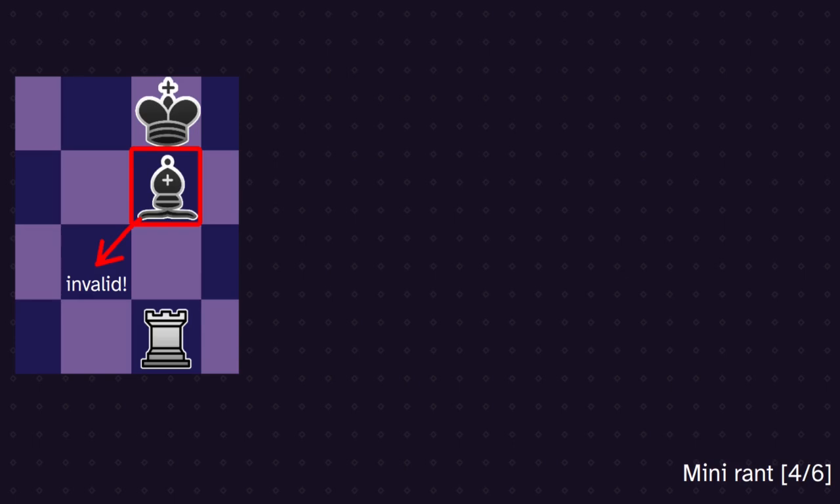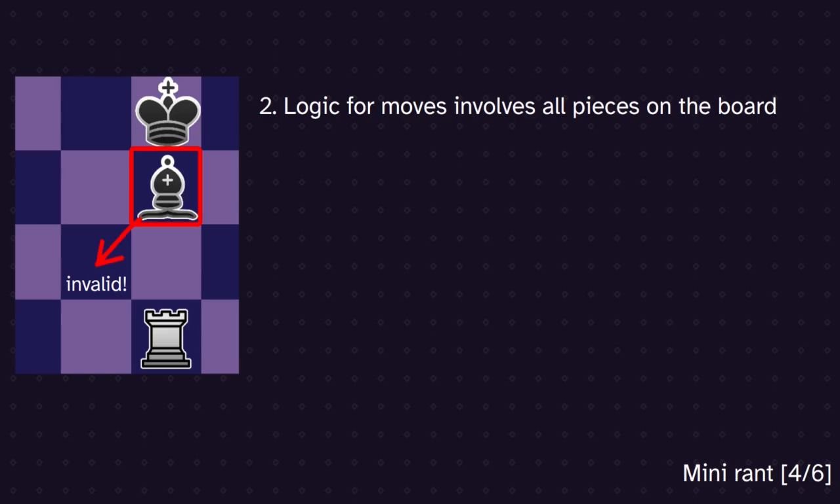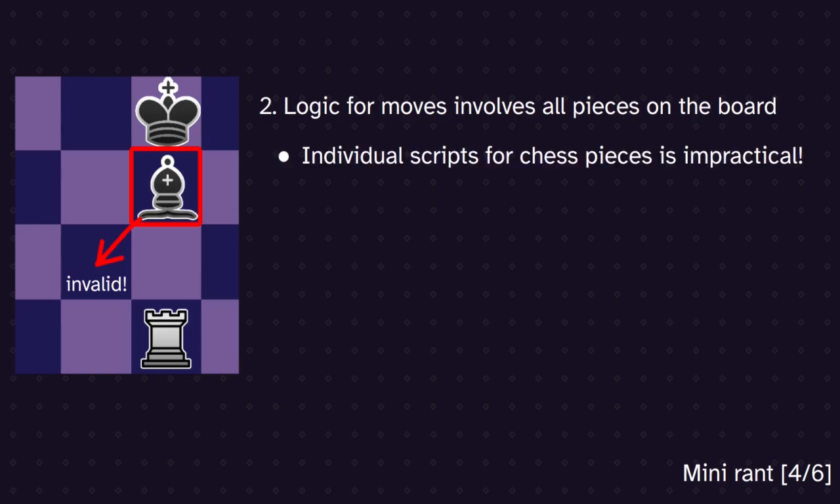say when a player clicks a piece, consider that every move involves taking into account all of the other pieces on a board to make sure that the move doesn't put the king in danger. This makes it impractical to write the logic for the chess pieces as individual scripts or classes. So if you look at this example here, this bishop will be unable to move to this spot because now the enemy rook is able to hit the king.